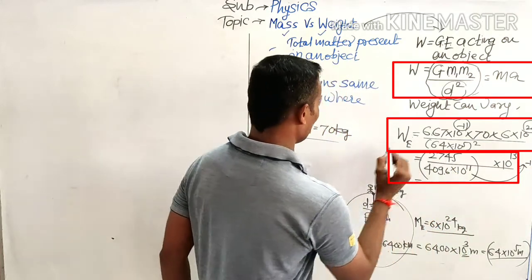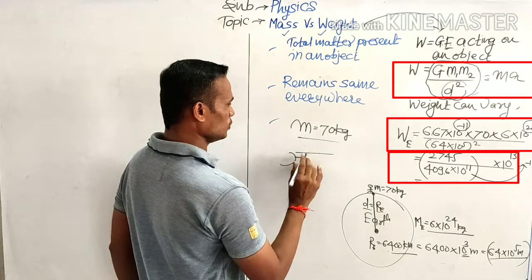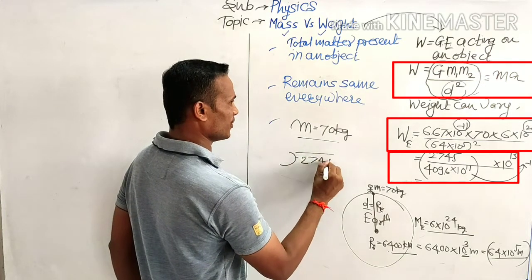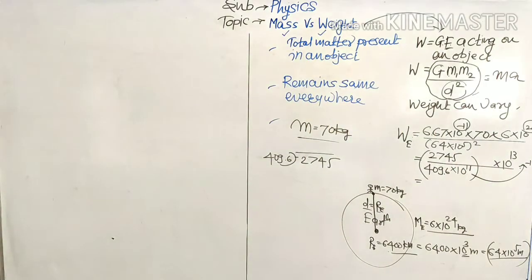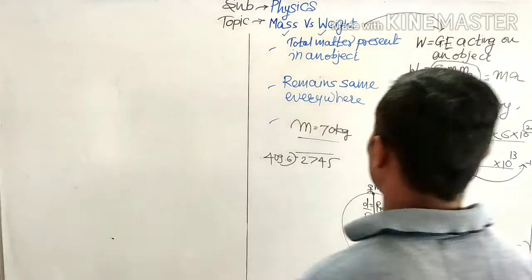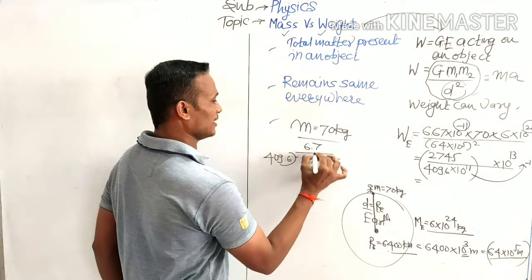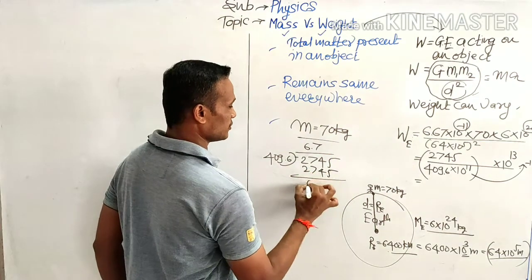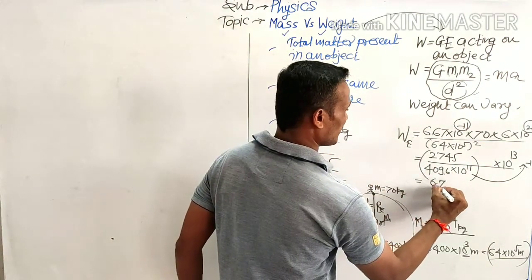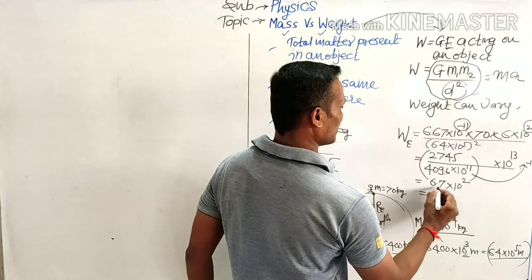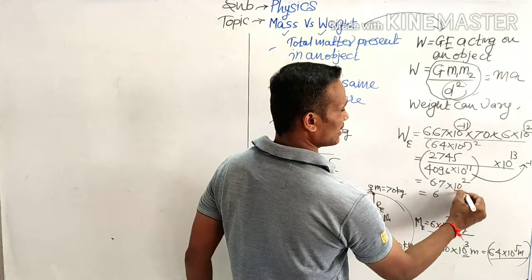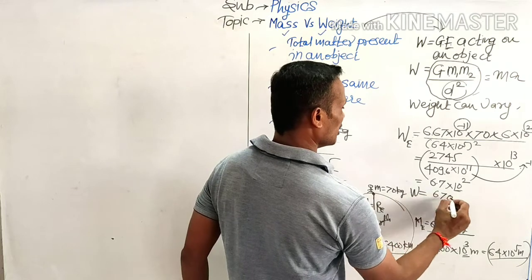This difference, that is 2745 by 409, this is a task for you. Let's find it out. What is that? It is going to be 6.7. So how much did this become? This would be 6.7, and the answer is 6.7. Minus 11 plus 13 will be 10 raised to 2. And this will become 6.7 into 10 raised to 2. This is actually 100. So 670 Newton.